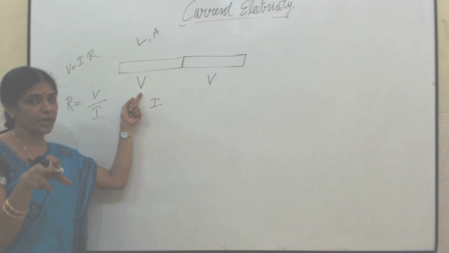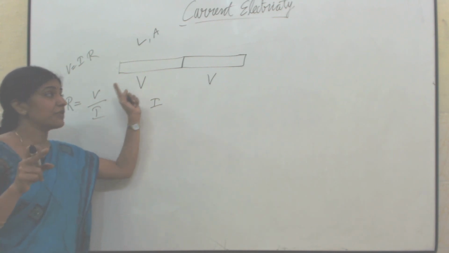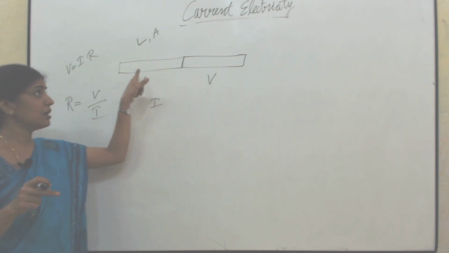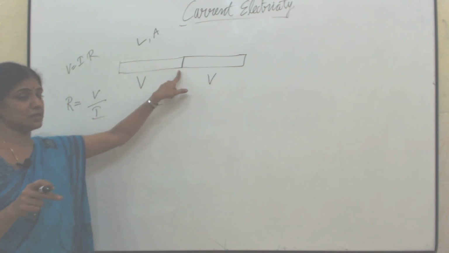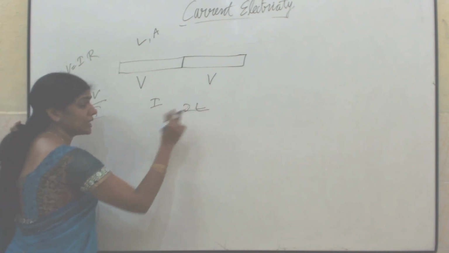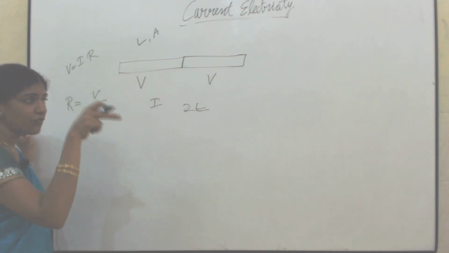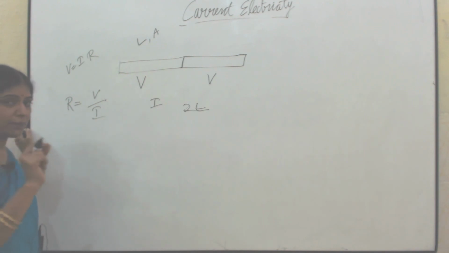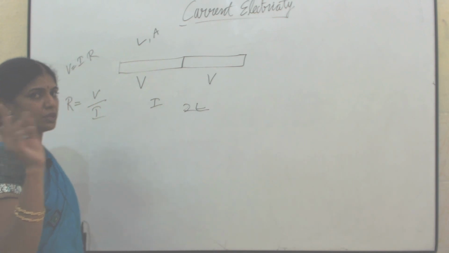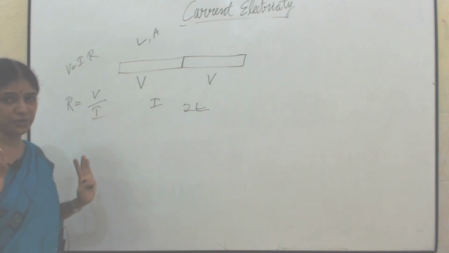Now, I want to find out what will be the resistance suffered by this slab when the length is doubled. Here the initial length of this conductor is L. Now it has become 2L. I have doubled the length of the conductor. If I double the length, what happens to its resistance? The initial resistance is R equals V by I.